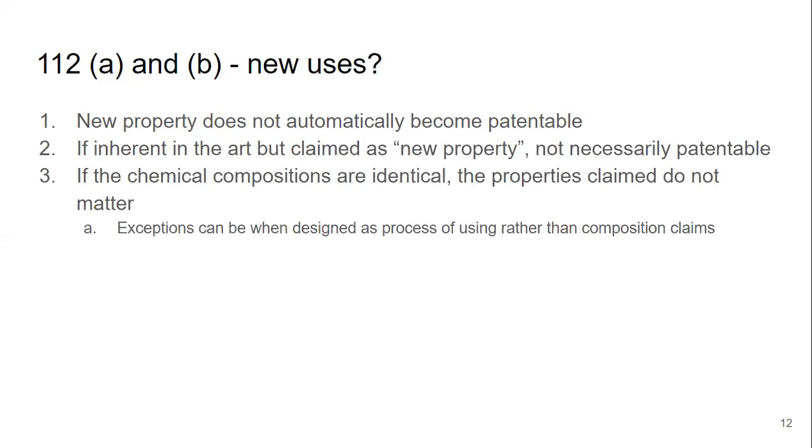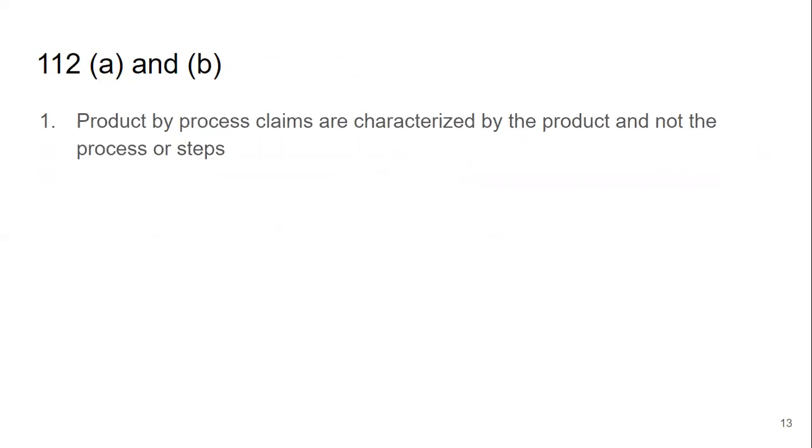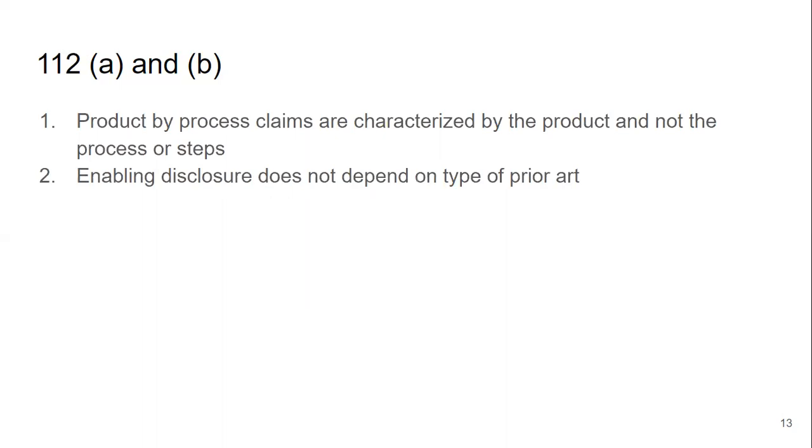So now the exceptions would be, as I had said before, when it's designated as a process rather than using composition claims. So now product by process, kind of going further for that, those are the ones that are characterized by the product and not the process or step. So if you were trying to define a product by the process and not the product itself, because you know that it exists elsewhere, you want to write those claims really carefully so that they're not product by process.